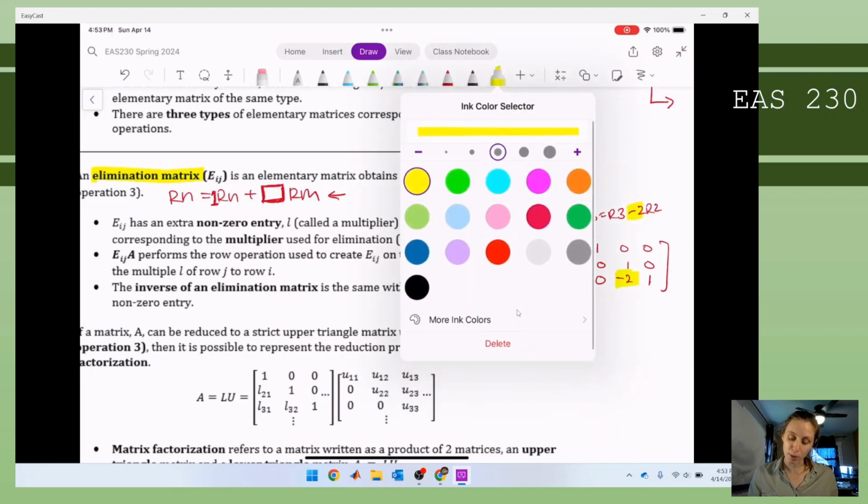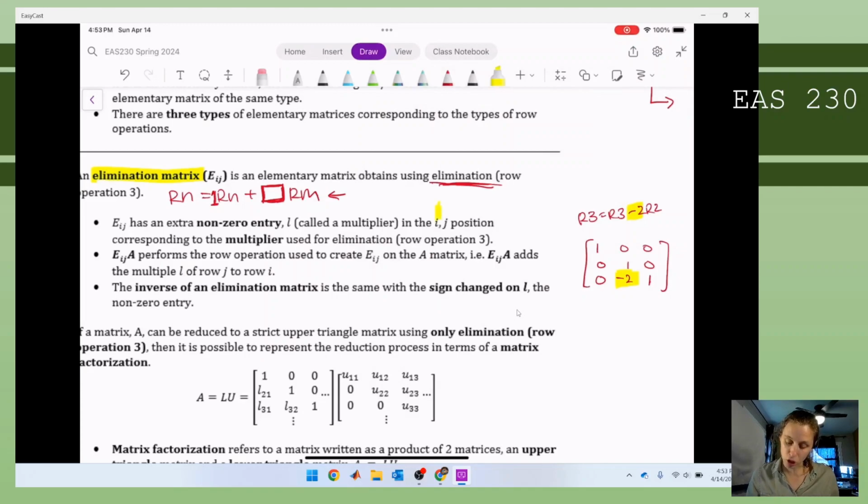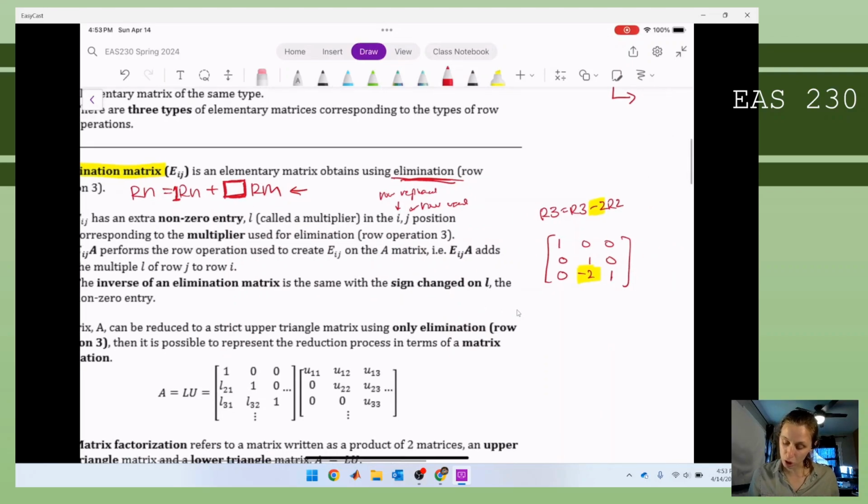When I say the ij position, the i corresponds to the row we replaced. The j corresponds to the row that we used. So over here, we replaced row 3, and we used row 2. So this multiplier here is L3,2, because we replaced row 3 using row 2. And note, it shows up in row 3, column 2.